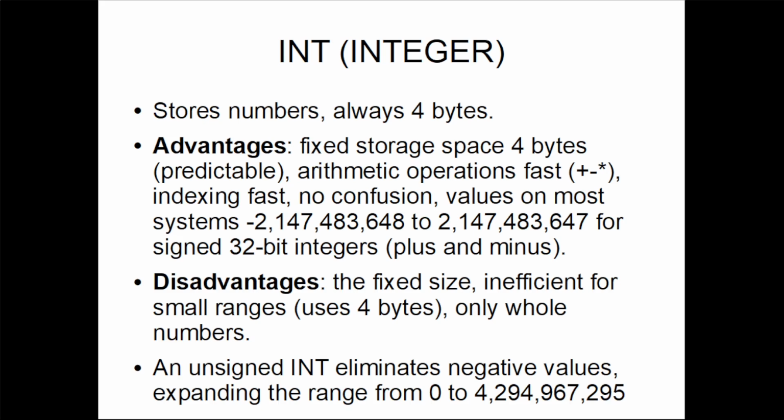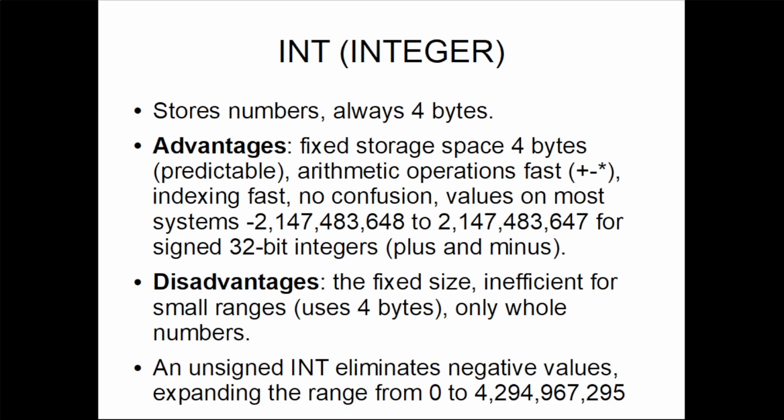Unsigned integer. There is an alternative called unsigned integer, which eliminates the negative values. By removing the negative side of the range, the values are shifted upwards. With an unsigned integer, the range expands from 0 to 4,294,967,295, giving you a larger positive range. This is useful if you only need to store positive numbers and want to maximize the available range.